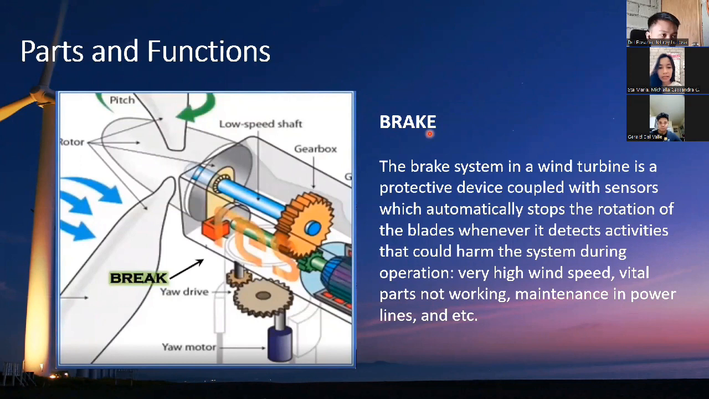So the brake system in the wind turbine is a protective device coupled with sensors which automatically stops the rotation of the blades whenever it detects activities that could harm the system during operation: very high wind speed, vital parts not working, maintenance in power lines, and etc. So yung brake is kusa siyang humihinto pag nadedetect niya na masyado ng malakas yung hangin or pag may ginagawa or may nasira. Yun yung brake niya. Automatically siya.